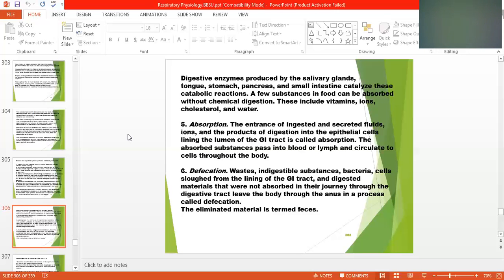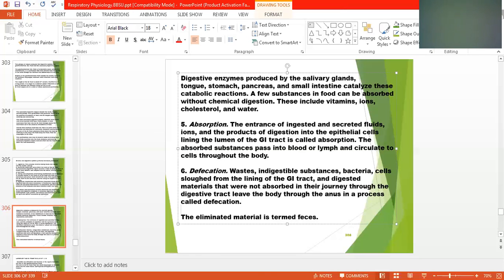Defecation, this is the last stage. Wastes, indigestible substances, bacteria, and cells sloughed from the lining of the GI tract, meaning removal of epithelial cells from the wall of the intestine, and digestive material that was not absorbed in its journey throughout the digestive tract leaves the body through the anus in a process called defecation. The eliminated material is termed feces, right?